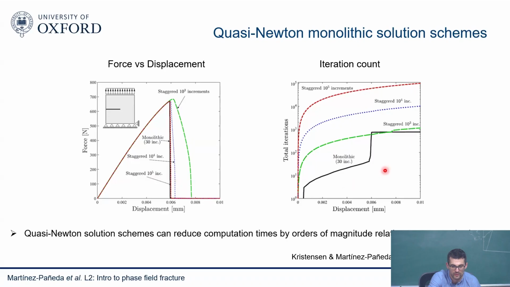And you see here the total number of iterations. So for monolithic, you increase slowly, then you have this big jump where you need 100 iterations, but then it's quite fast. The other staggered approaches have fewer iterations per cycle, but you need to use many more increments to be able to get the right result.